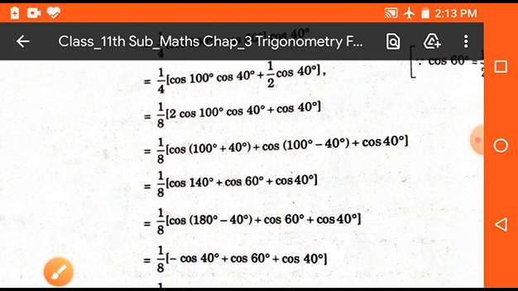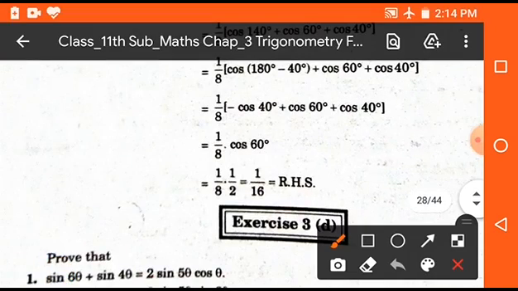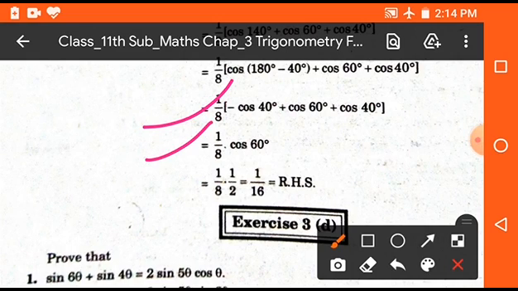Now applying the formula cos 180 minus theta, we get 1 upon 8, in bracket minus cos 40 plus cos 60 plus cos 40. It becomes 1 upon 8 into cos 60. So it will be 1 upon 16.